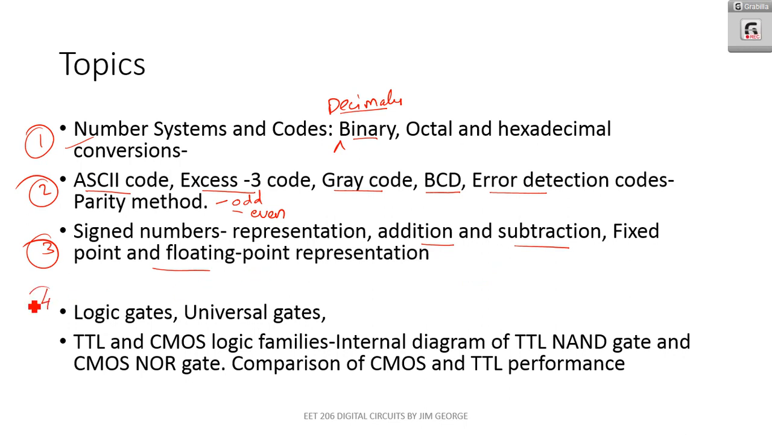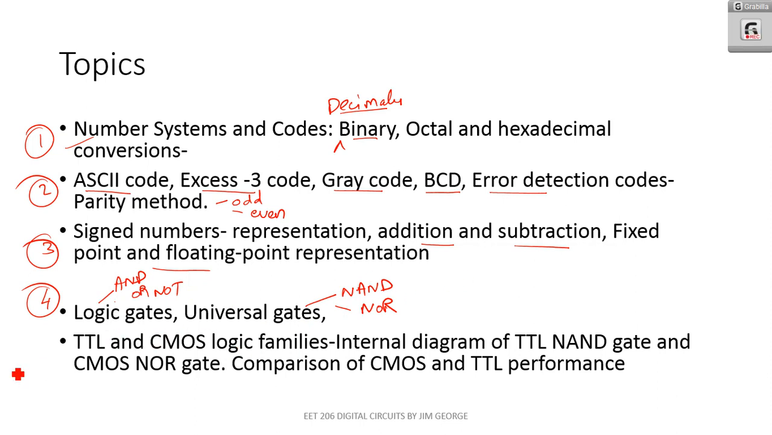Then the fourth topic is logic gates and universal gates. So we need to study about what is AND gate, OR gate and NOT gate. These are the basic logic gates. And for universal logic gates there are two universal gates, that is NAND gate and NOR gate. The reason to call this NAND gate and NOR gate as universal gates is that any other gate like AND or NOT can be realized using these two gates. That is why it is known as universal gates.